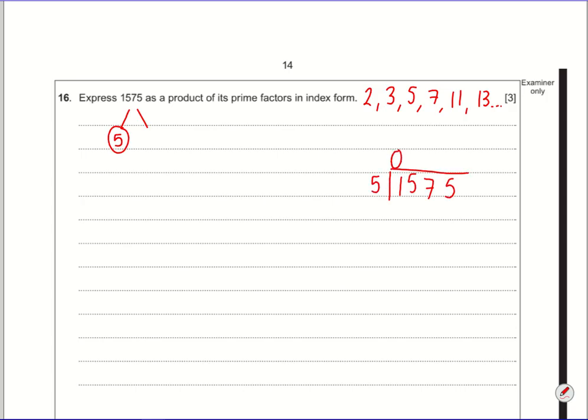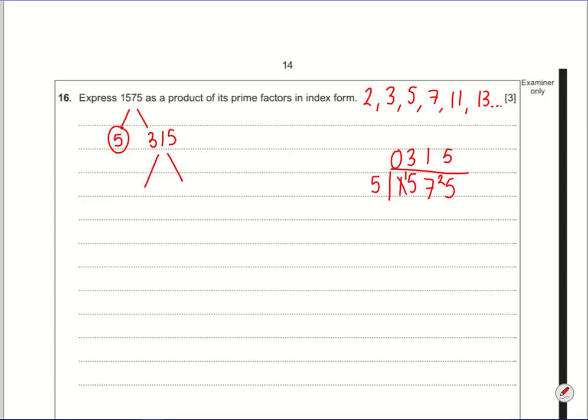So 5 into 1 doesn't go. 5 into 15 is 3. 5 into 7 goes once, remainder 2. And 5 into 25 goes 5 times. So 315 goes on there. Circle your prime number dead end to make sure you don't split it again. And then we are splitting the 315.